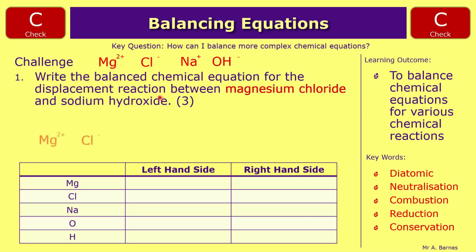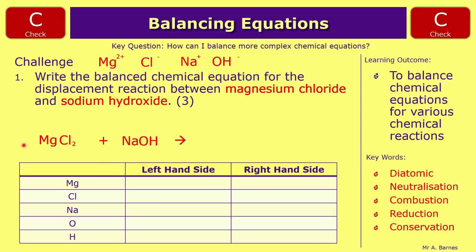So we'll start off with magnesium chloride. Now remember, what you need to do is remove the charges first of all, and then swap the number like that. So the number goes down there, so it becomes MgCl2. The next one is sodium hydroxide, so I've got Na+ and OH-. Now because both the charges are the same, you take them out and it just becomes NaOH. There are no numbers involved at all.